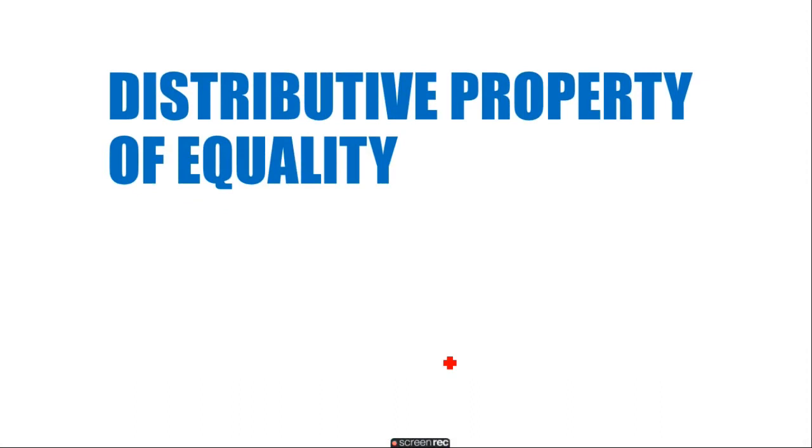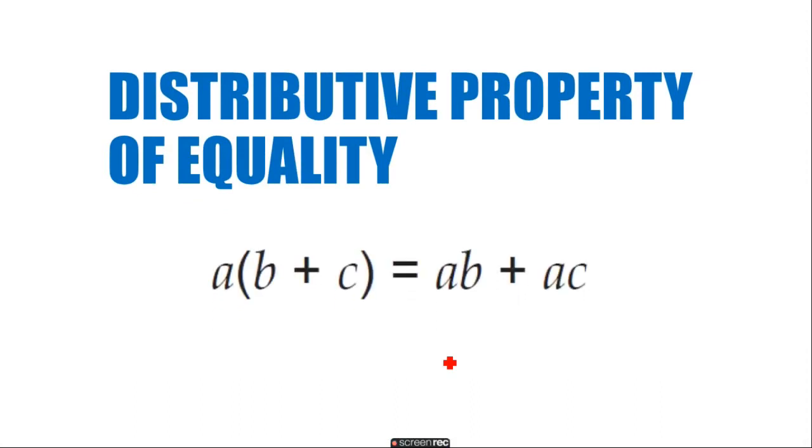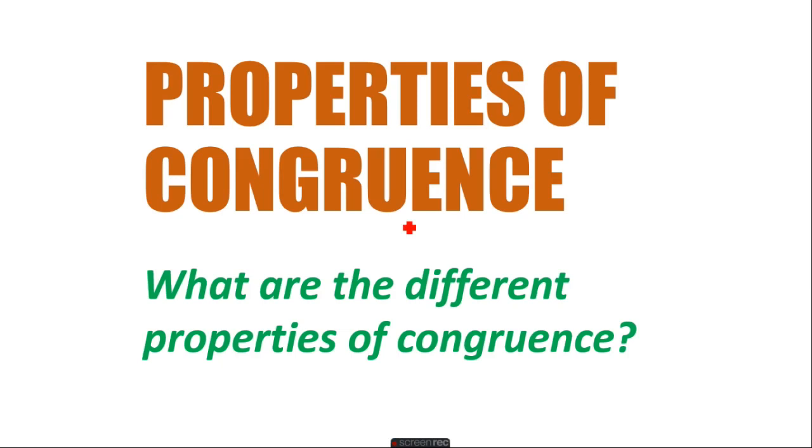Next, we also have the distributive property of equality. You know already the distributive property, right? If we have a times the quantity b plus c, that will be equal to ab plus ac. Very basic. We are just going to distribute. When we distribute, we are actually multiplying. So that is the distributive property of equality.